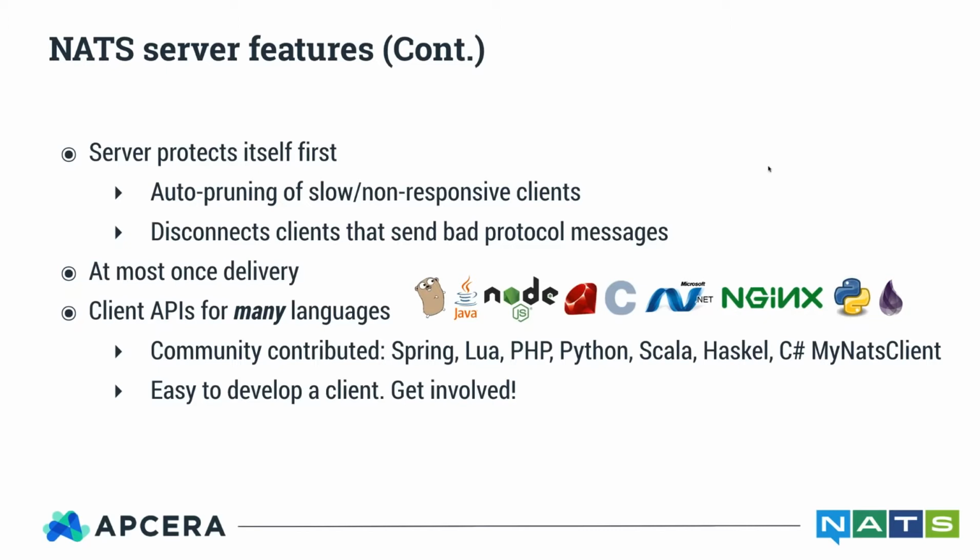The NATS server uses the delivery model of at most once. That means that you will get a message at most once. In addition to that, we support many different client APIs and platforms. We have support for Go, Java, Node.js, Ruby, C, Microsoft .NET, Nginx, Python, Elixir, as well as a number of community contributed APIs for the server. If you happen to be using a language that is not supported in the list above, I am going to suggest that you become involved and develop and contribute that solution to the ecosystem.